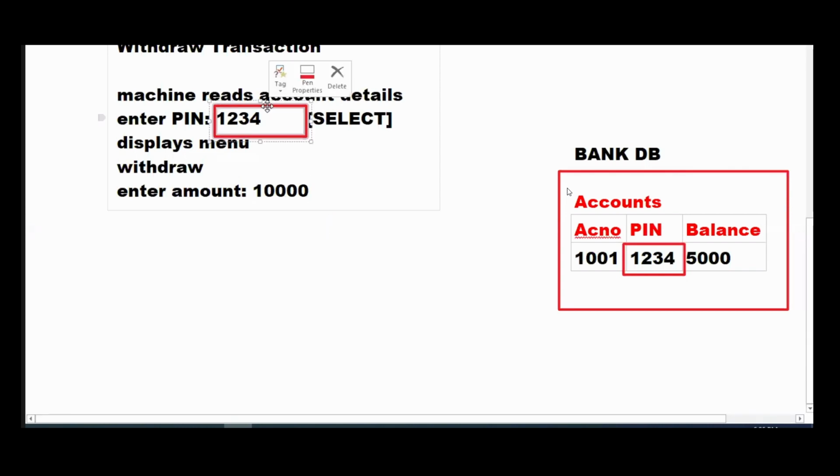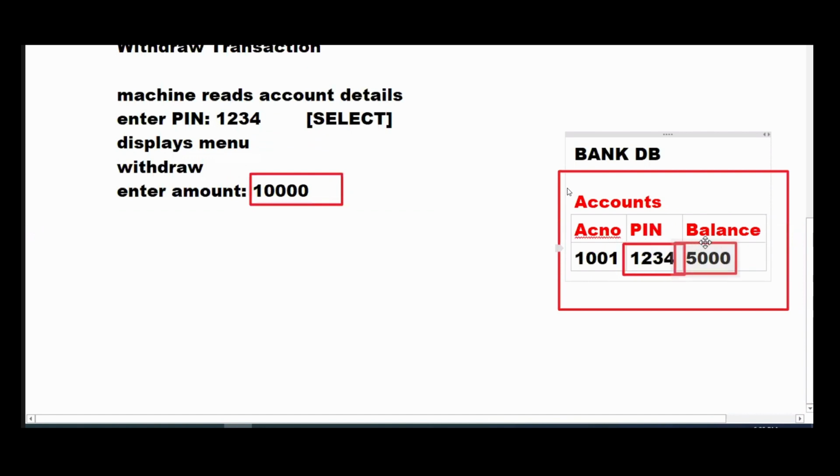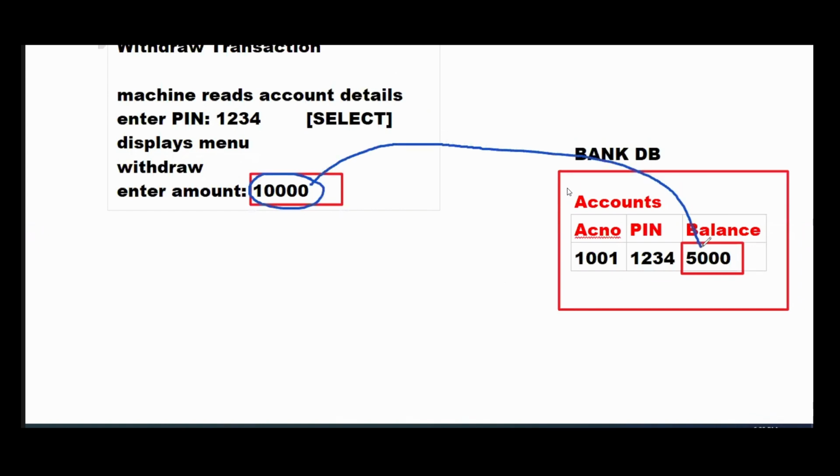You want to withdraw 10,000. But in your account, how much balance is there? 5,000 balance is there. Now, implicitly, when you submit this withdrawal amount in the database, it has to check whether sufficient balance is there in your account or not.